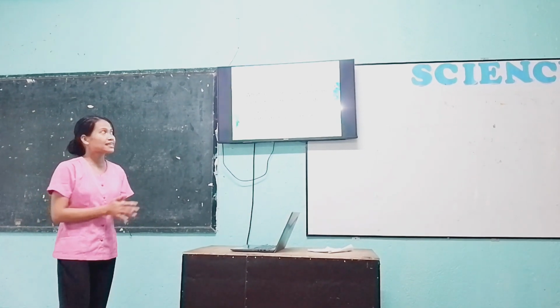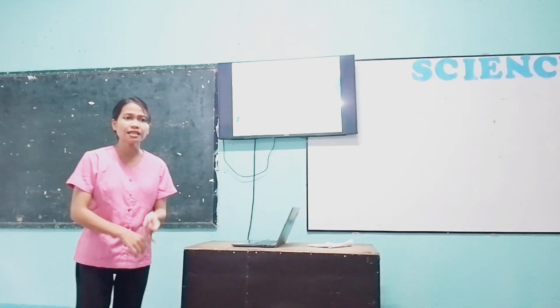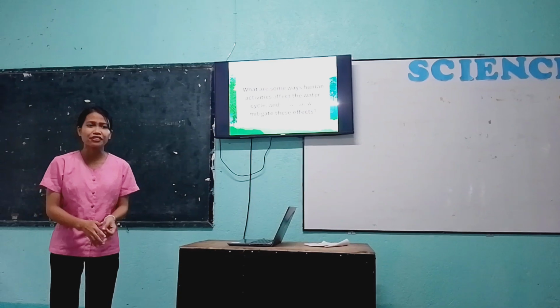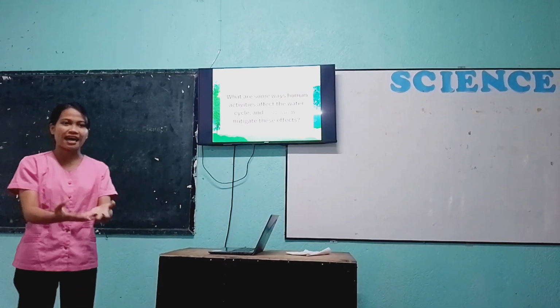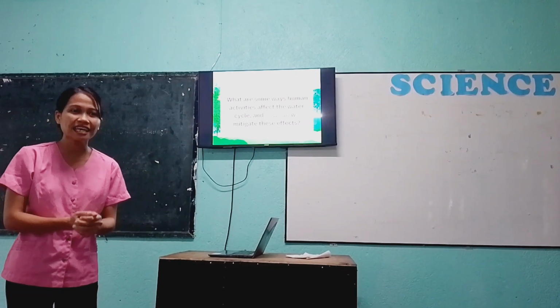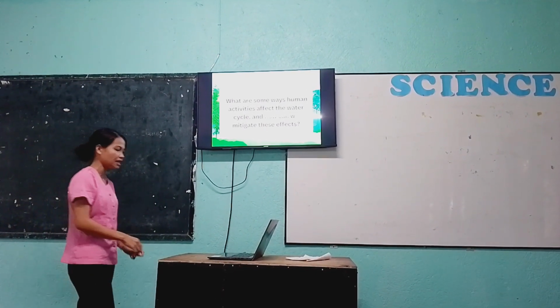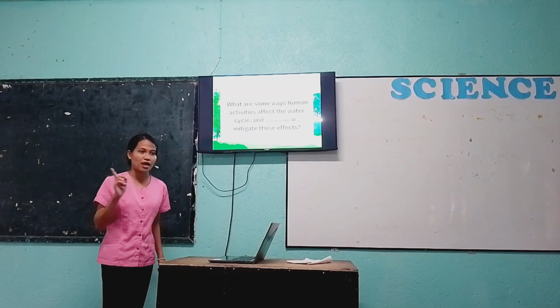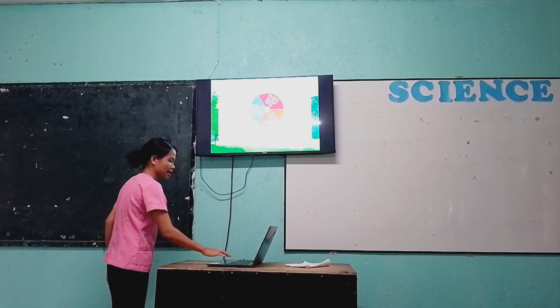So, humans can affect the water cycle through pollution, climate change, and any other things that humans can do. And also, you said that you can help mitigate these effects. Very good. Thank you so much, Ate Irene. Now, let's proceed to another question. Let's try to spin the wheel again.